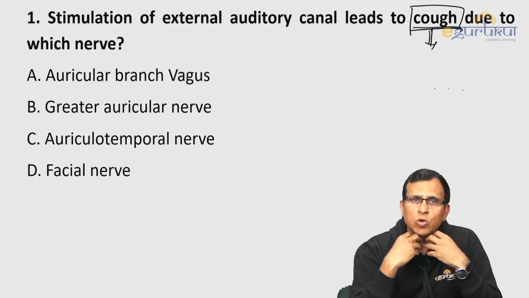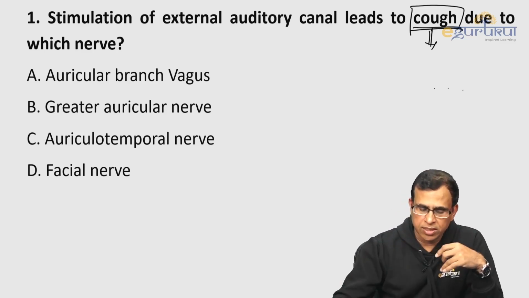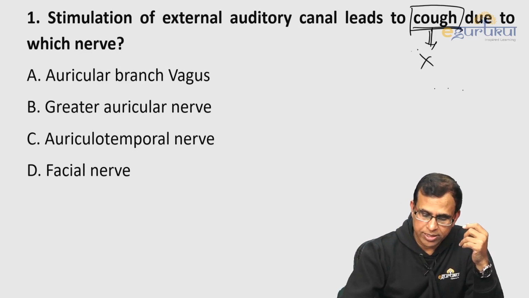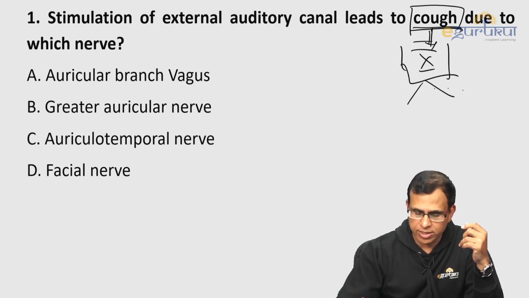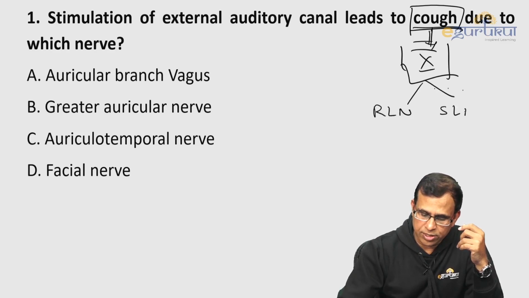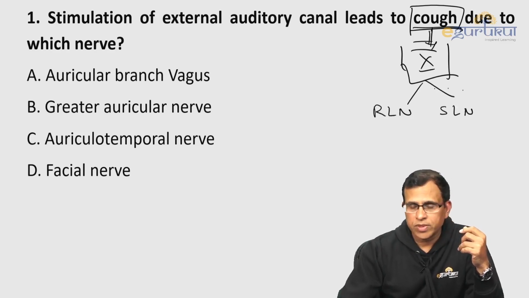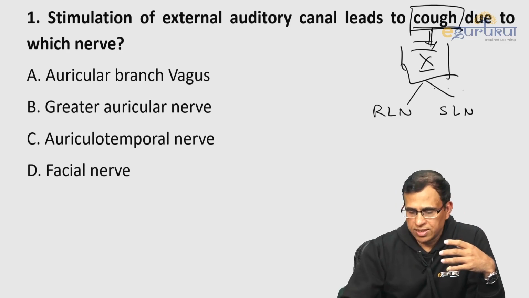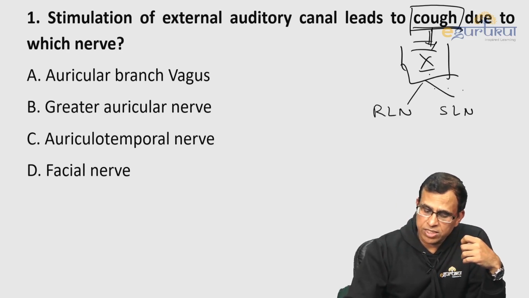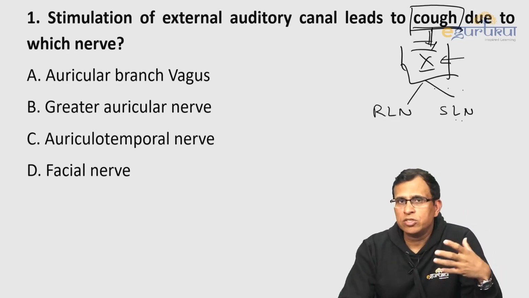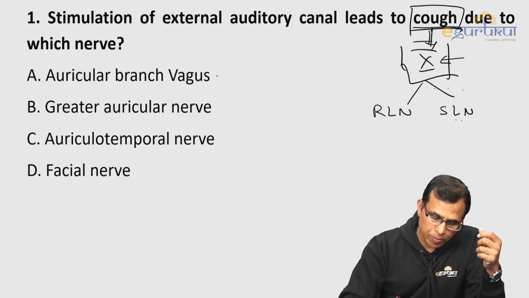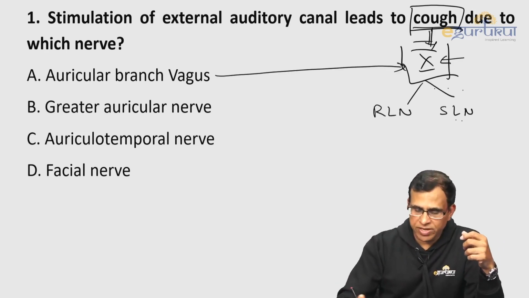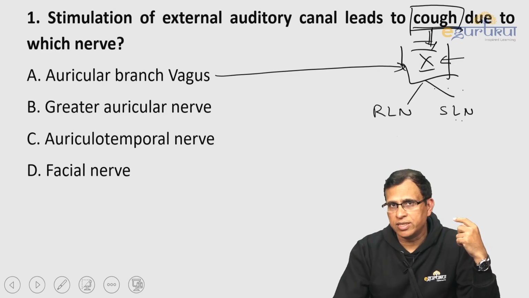10th nerve. Actually your whole larynx is supplied by the 10th nerve, vagus. And vagus supplies the larynx via 2 branches: one is the recurrent laryngeal nerve and the other is the superior laryngeal nerve. So these nerves initiate this cough reflex, and because they are branches of the 10th nerve, any stimulation of the 10th nerve will elicit the cough reflex. And the auricular branch of the vagus, so this vagus also supplies a branch to the external canal.